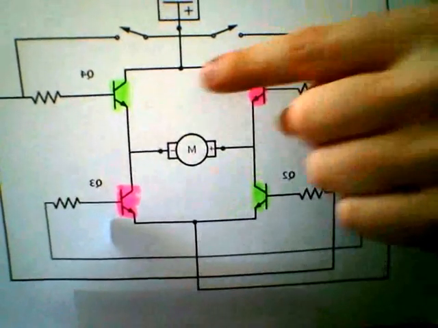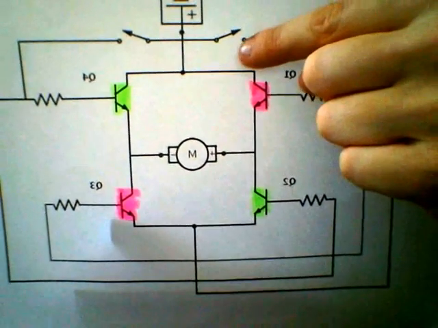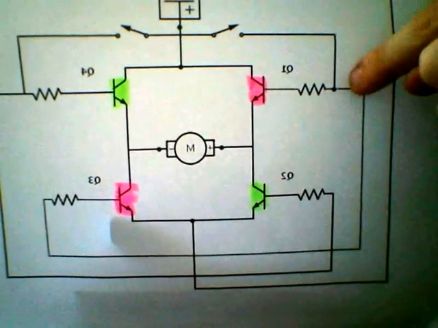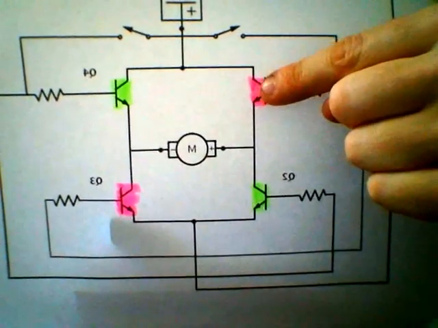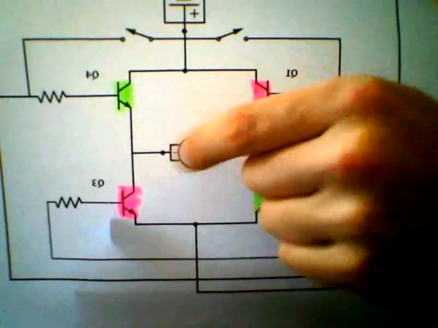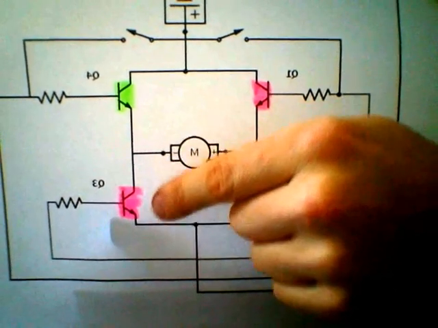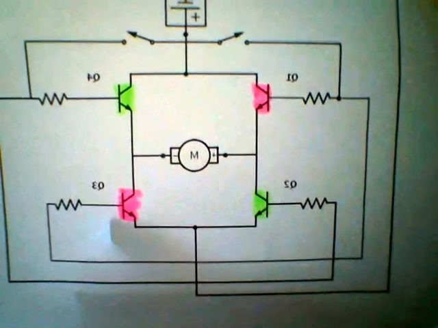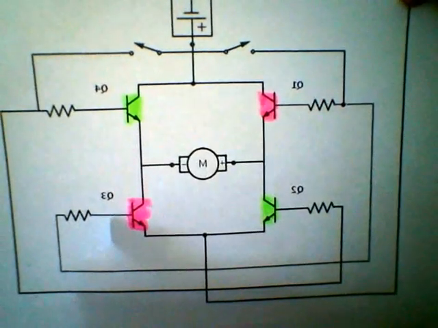Basically the same on the other side. Click the switch. Small current goes into the base of the transistors. Makes the motor spin around the opposite direction. Back down and back to the battery. So there you have it.